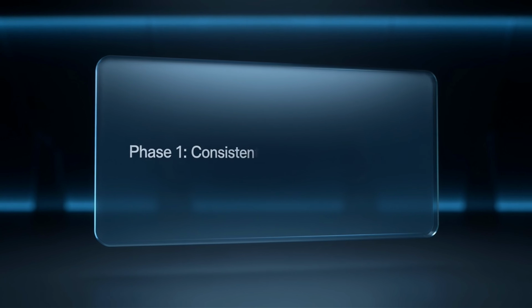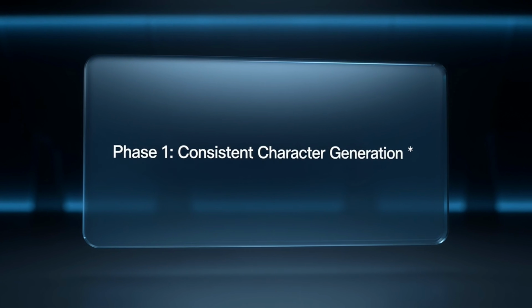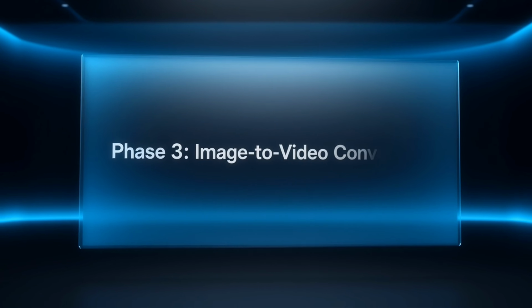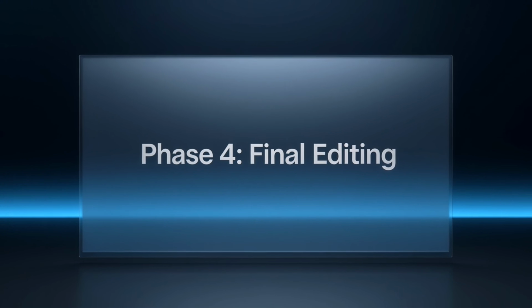Before we execute, here is the exact 4-phase blueprint we are using today to build this viral ASMR short. Phase 1, consistent character generation. Phase 2, scene image generation. Phase 3, image to video conversion. Phase 4, final editing and sound design.